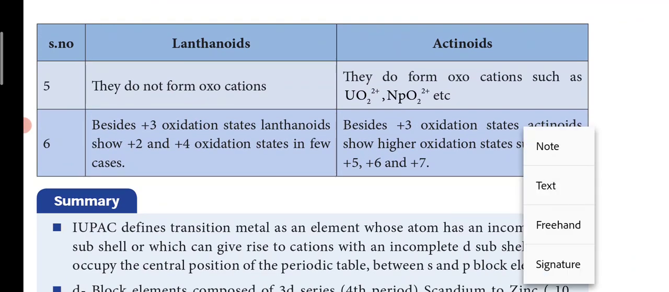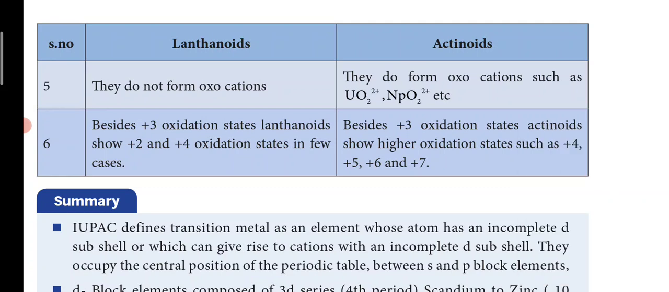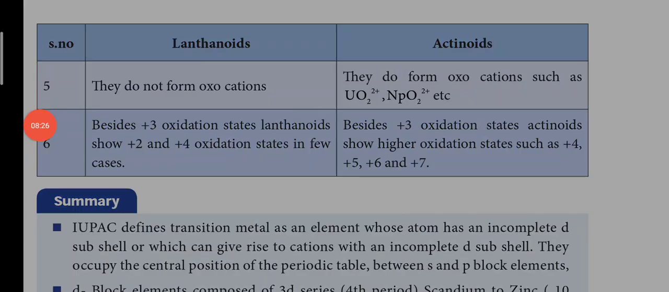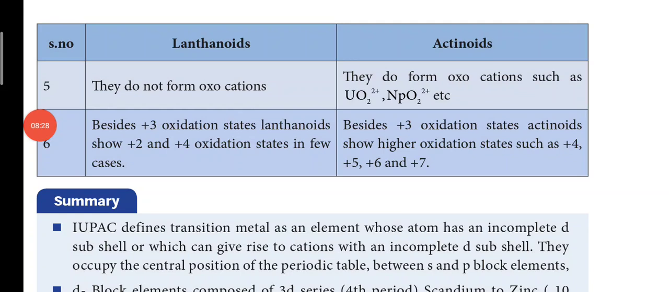Next, lanthanoids do not form oxocations. They don't form cations with oxides. Whereas actinoids do form oxocations such as uranium dioxide and neptunium dioxide, etc., which are in 2 plus oxidation state both. And lanthanoids, besides +3 oxidation state, show +2 and +4 oxidation states in few cases.